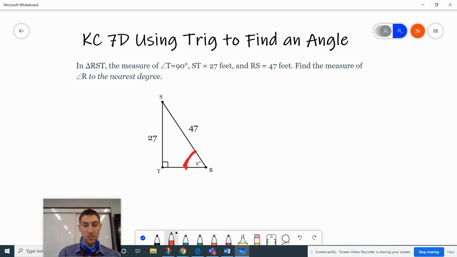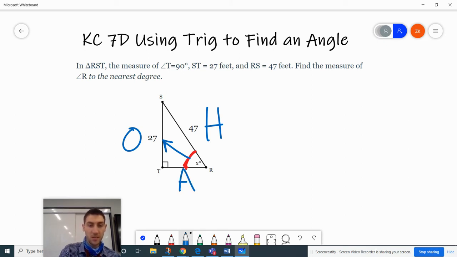So to start, again, find the opposite side, the hypotenuse, and the adjacent side. So the longest side, 47, that's going to be our hypotenuse. Again, find the right angle. It's going to be the opposite side of the right angle. We also have the opposite side of the angle we're given. So the opposite side of that angle would be 27. And the remaining side, the adjacent side, would be on the bottom.